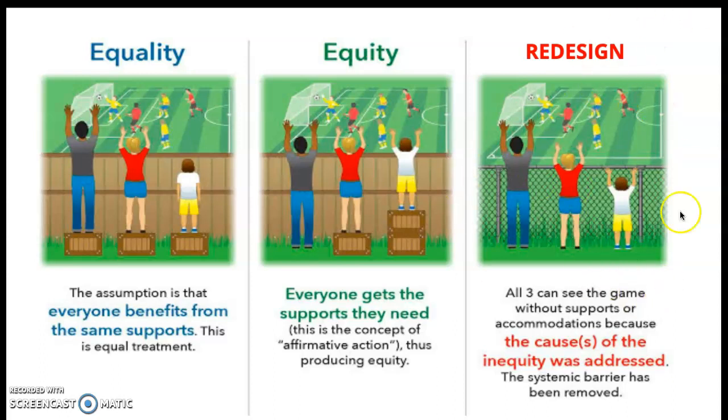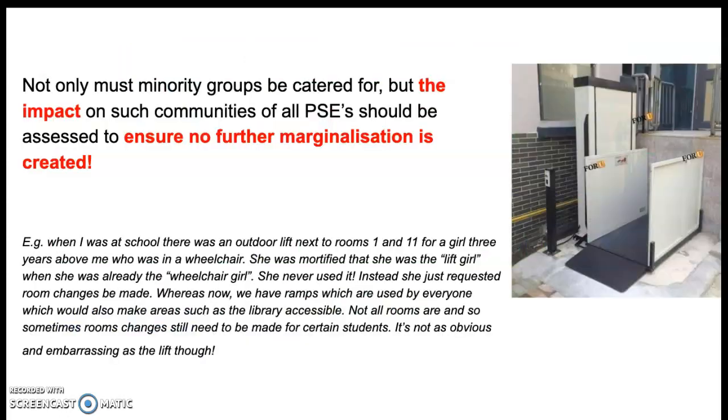Redesign is often the best solution because, as you can see in this example, no one needs any embarrassing extra supports if they just remove the blocking visual barrier there. So yeah, sometimes redesign is a better option because you want to ensure no further marginalization is created.